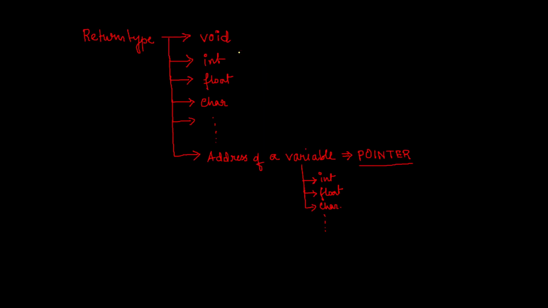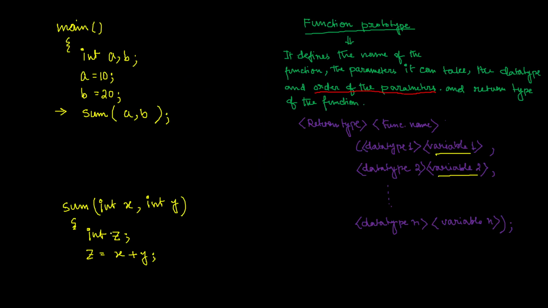And how is data returned from a child function to main function? By a keyword called return. Return, then the variable name that I want to return, and then it ends.